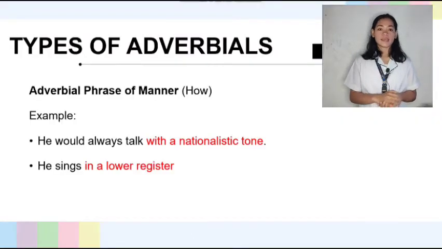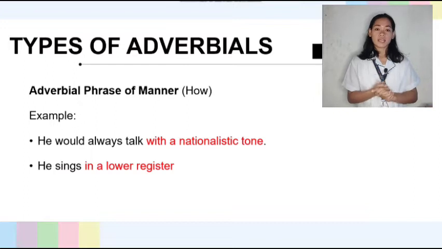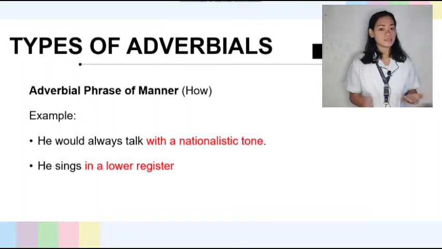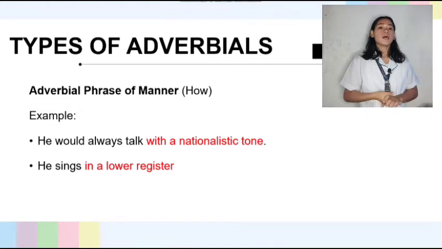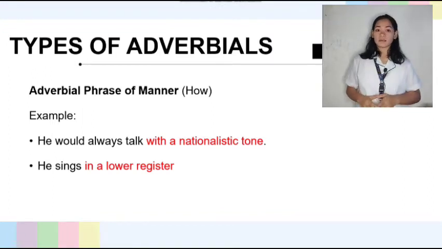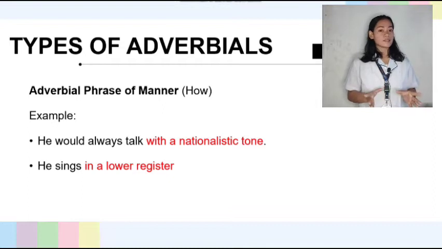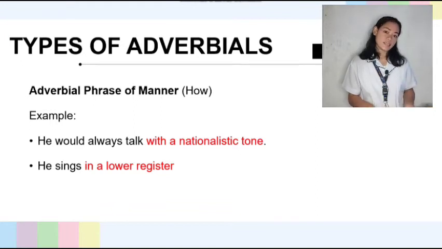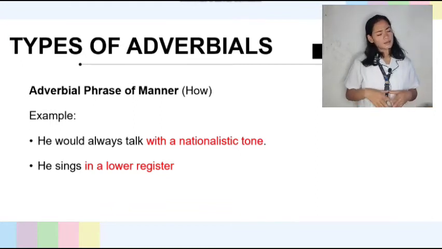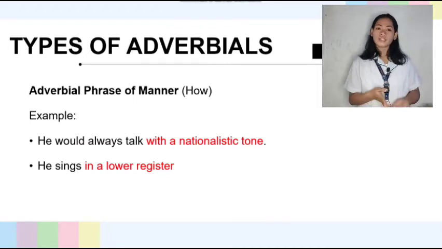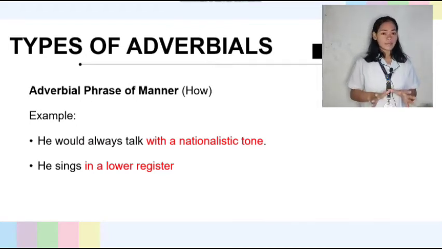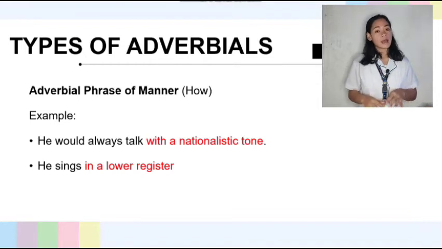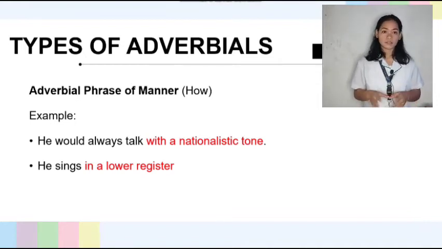Third type is the adverb phrase of manner. It states how an action or something is done. For example, he would always talk with a nationalistic tone. With a nationalistic tone is the adverbial phrase because it gives information about the manner of the person in the sentence. How does he talk? He would always talk with a nationalistic tone. Another example, he sings in a lower register. So, in a lower register is the adverb phrase again because it states how he sings.